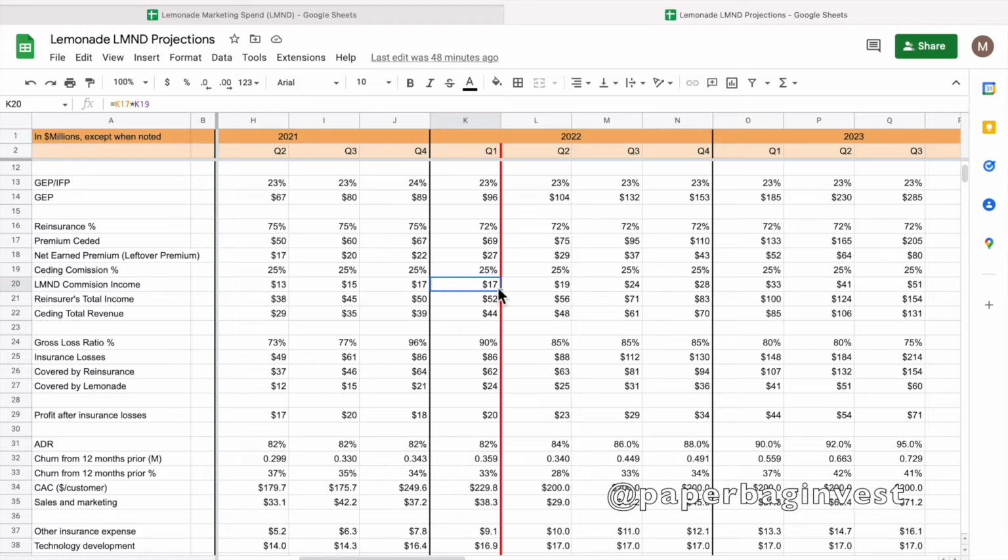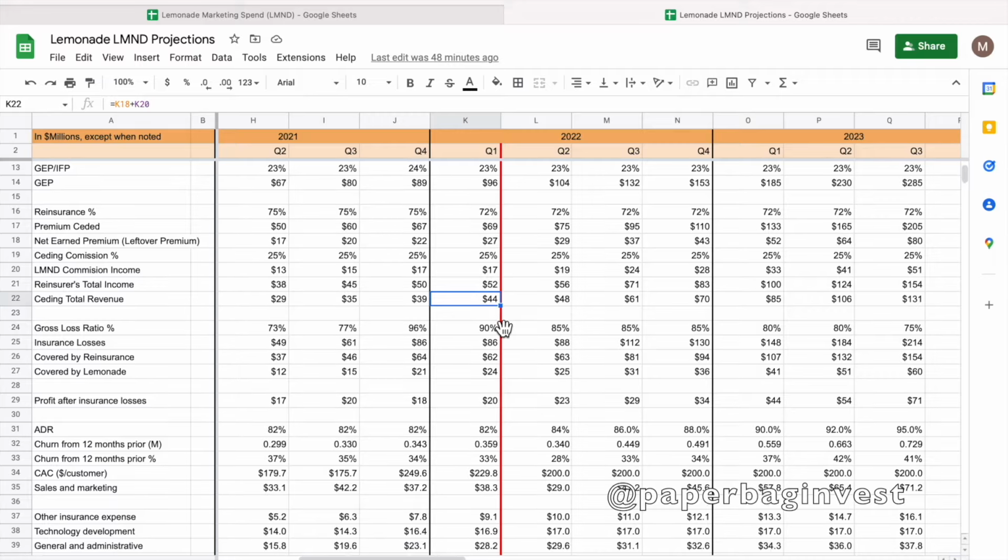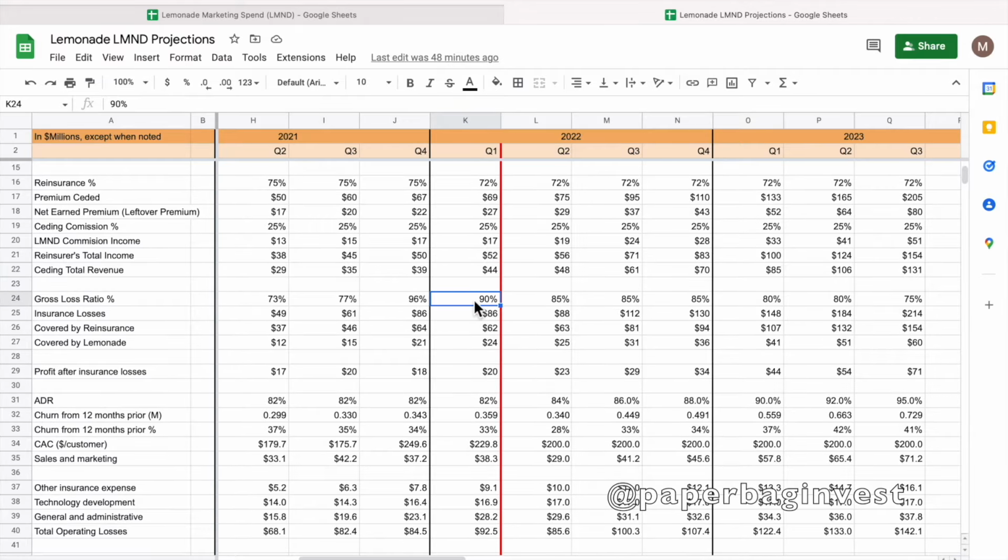So Lemonade also takes that. And so then you get a total of the reinsurer's total income, $52 million, and then Lemonade's total revenue, about $44 million. Then you're moving down, you have a gross loss ratio. Their loss ratio was about 90% last quarter. And then I'm trying to project that into the future, maybe 85% the next quarter.